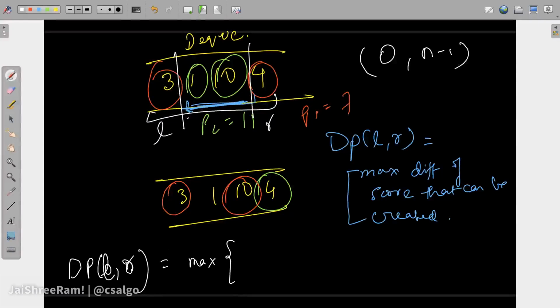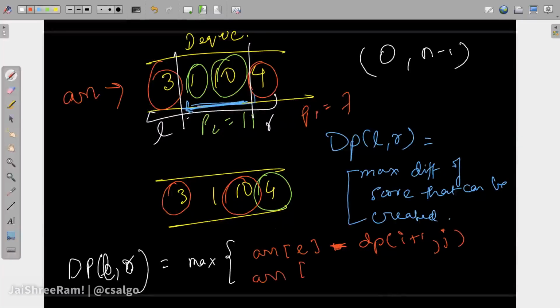Either you take DP of, whoever's first move it is, he will take, sorry, this should be equal to ARR of, let's call this array ARR, ARR of L minus DP of i plus 1 comma j. I'm going to explain why I suddenly wrote minus and everything. Just a second. Or else this is going to be equal to ARR of R minus DP of i comma j minus 1.